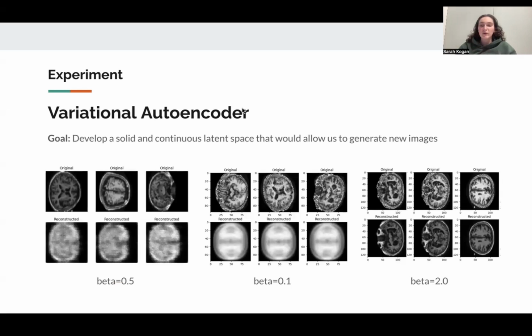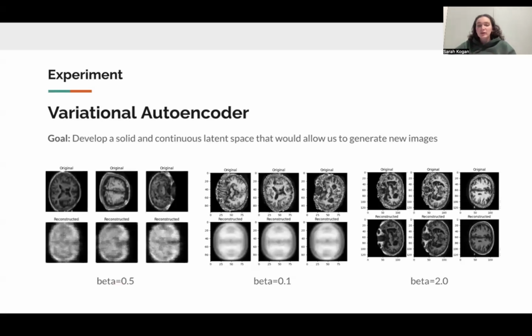So here you can see some visuals from the tuning process. In the beginning, we had a very high ratio for reconstruction loss and a very low ratio for KL divergence. So that's beta at 0.1. And you can see that it all starts to kind of converge to the same image. With a beta at 0.5, we have medium, kind of grainy output.